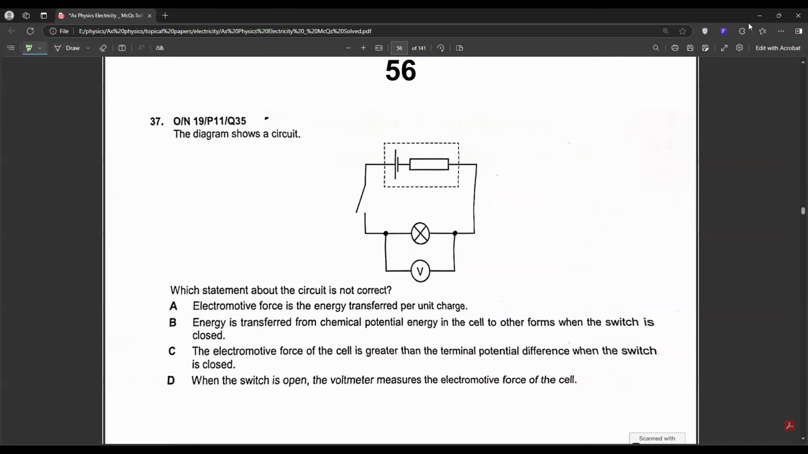Let's further move ahead. Okay, let's look at this question. The diagram shows a circuit. Perfect. Which statement about the circuit is not correct? The electromotive force is energy transfer per unit charge. Yes. Energy is transferred from chemical energy into other forms. Yes. Electromotive force of the cell is greater than the terminal potential difference. Yes. When the switch is open, the voltmeter measures the electromotive force of the cell. No, no, no, no, no.